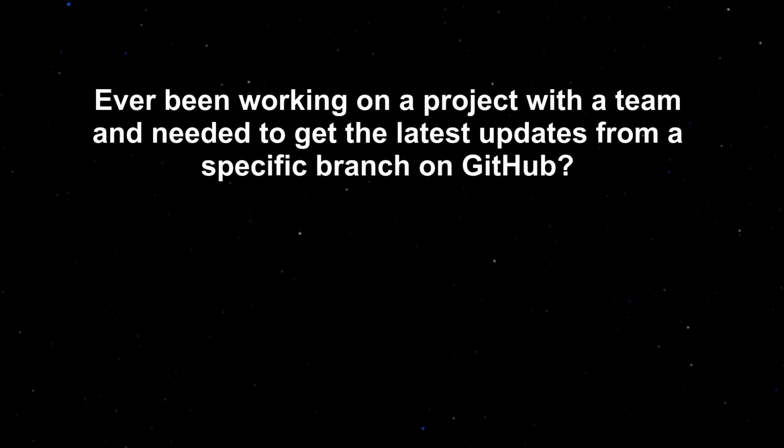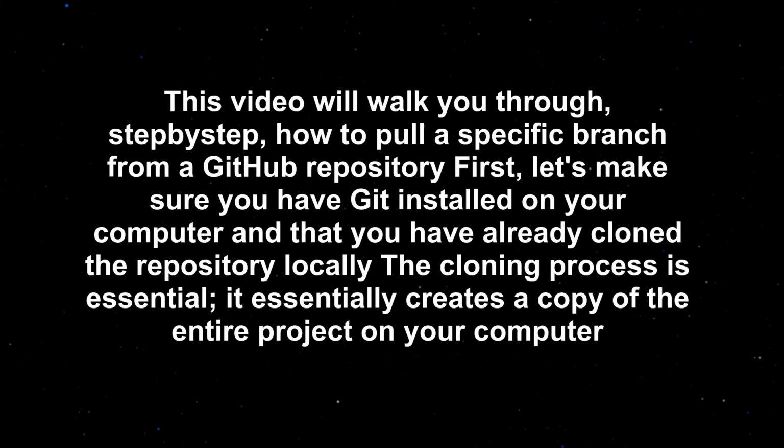Ever been working on a project with a team and needed to get the latest updates from a specific branch on GitHub? This video will walk you through, step by step, how to pull a specific branch from a GitHub repository. First, let's make sure you have Git installed on your computer and that you have already cloned the repository locally. The cloning process is essential.